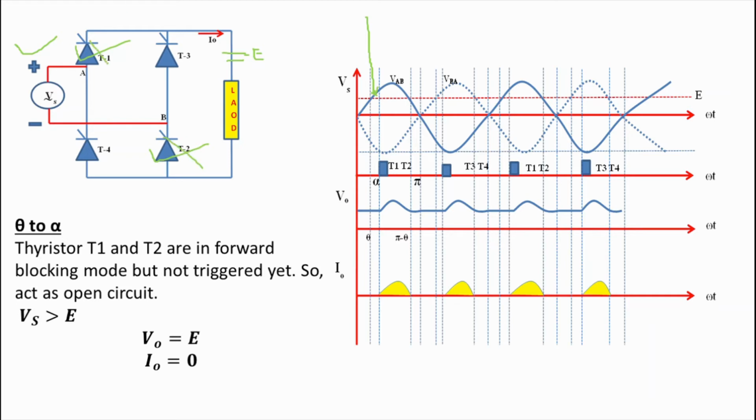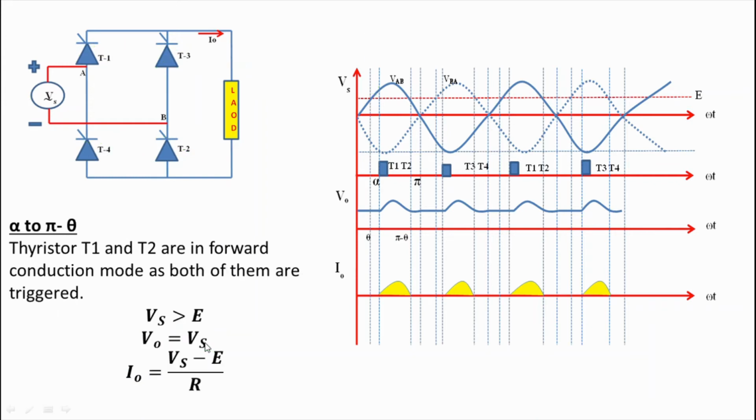So these two thyristors remain in off state. T3 and T4 are already in off state. That's why we will get no current through the output. So I naught will be equal to 0 from theta to alpha. And due to zero output current, there will be no voltage drop due to the source voltage. Only this EMF E will appear across the output. So that's why from theta to alpha, V naught is equal to EMF E.